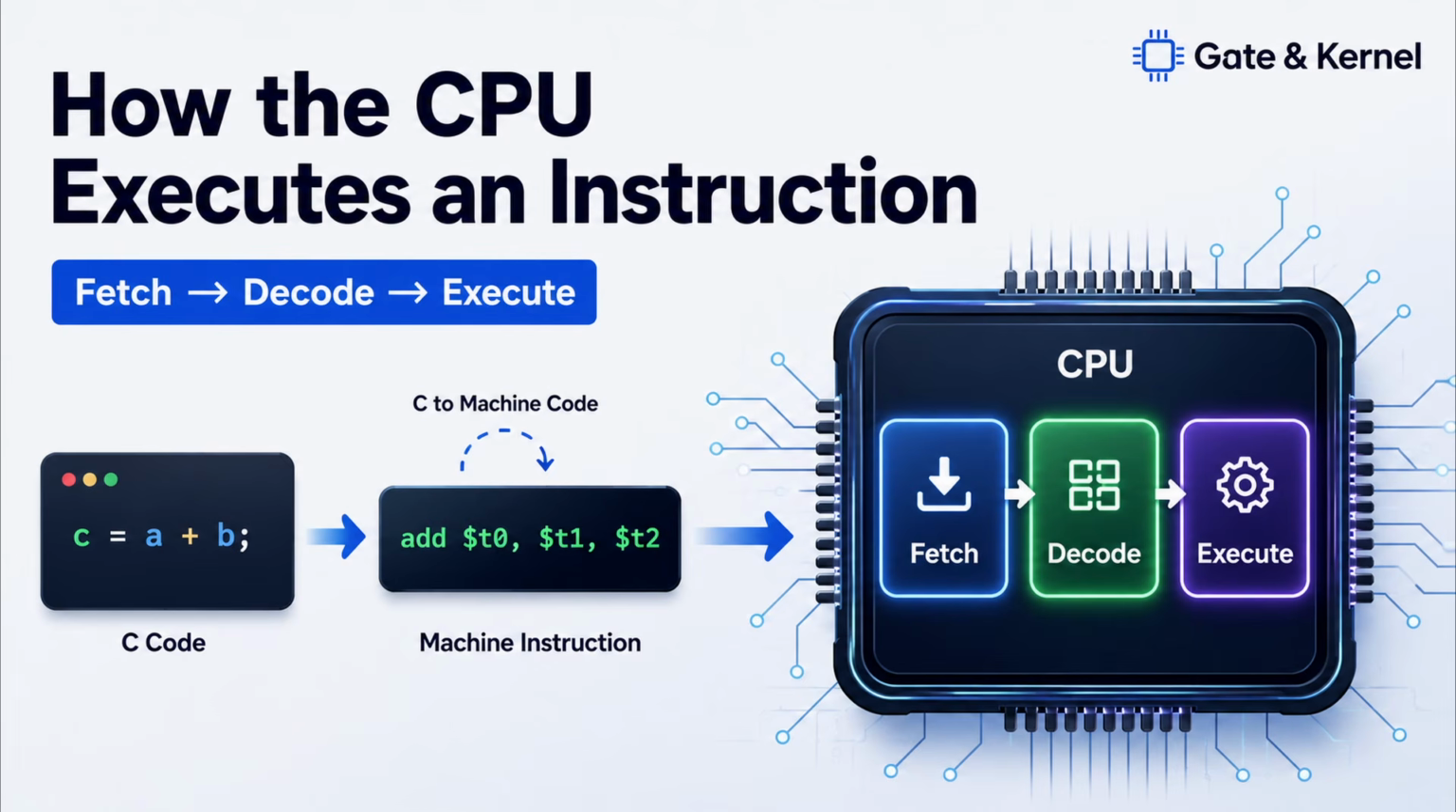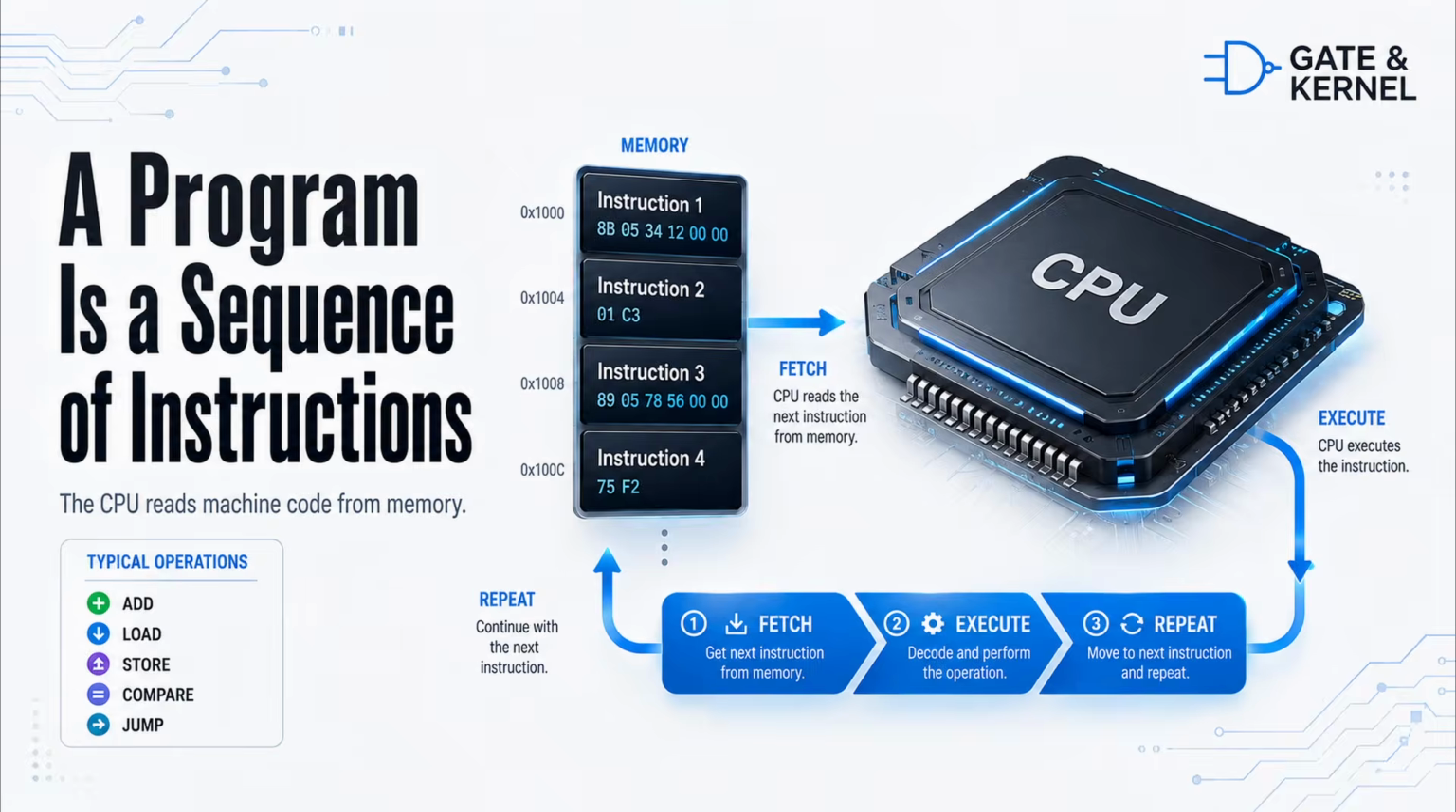But inside a real CPU, several additional steps are involved. Understanding this instruction cycle is one of the best ways to see how software becomes real hardware activity. 1. A program is a sequence of instructions. When a program runs, its machine code is stored in memory. The CPU sees that program as a sequence of instructions. Each instruction tells the processor to perform a specific operation. It may add or subtract values, load data from memory, store data into memory, compare two values, jump to another instruction, or call a function. The CPU repeatedly retrieves these instructions and executes them. This repeating process is called the instruction cycle.